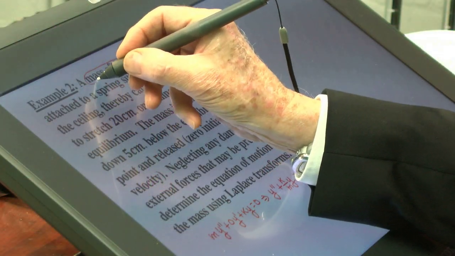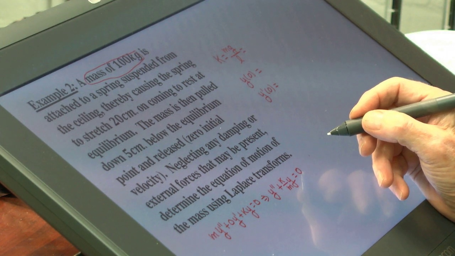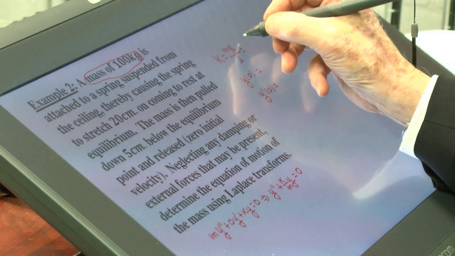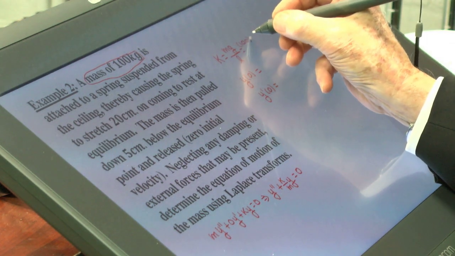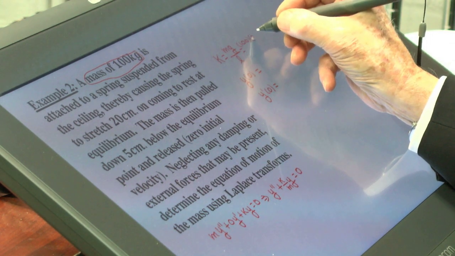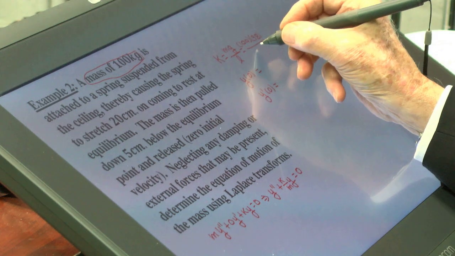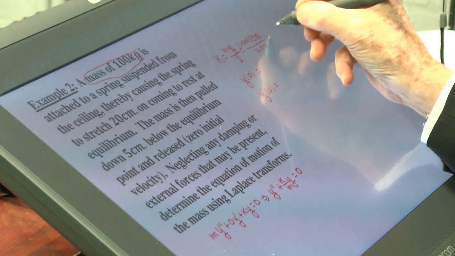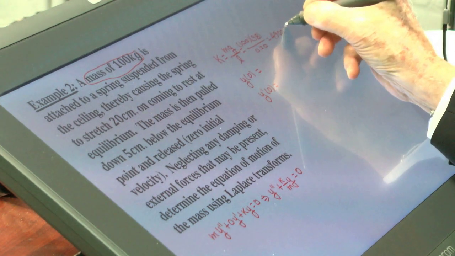In example 2, we have a mass of 100 kilograms this time rather than just 1 kilogram, and it's attached to a spring, and it causes the spring to stretch 0.2 meters. So we can get the spring constant by multiplying the mass, 100 kilograms, times the acceleration due to gravity, 9.8 meters per second squared, and we're going to divide that by the distance it's stretched, 0.20 meters. And so what we get here is 4,900 newtons per meter.